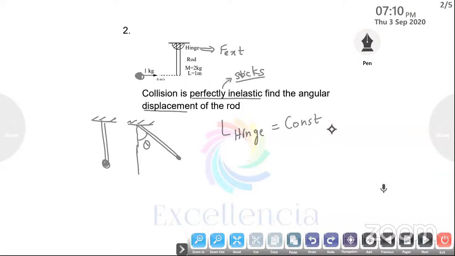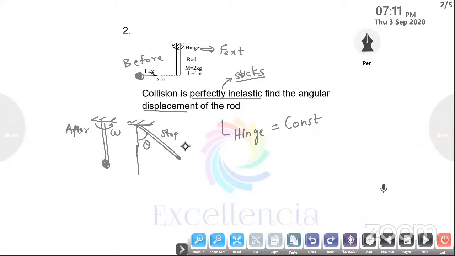Whenever you have a hinge question, you basically conserve angular momentum about the hinge. What is angular momentum? This is the before part, and this is the after part. So afterwards, our rod with that object is going to rotate, and while rotating it will tilt and then stop and then again come back like a pendulum. So we need to find the angle.